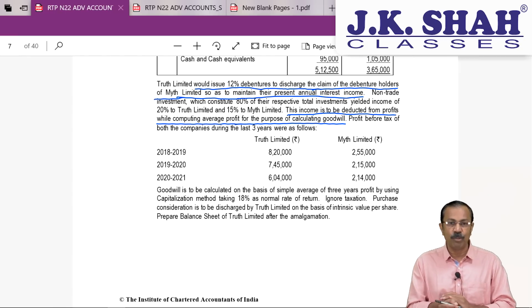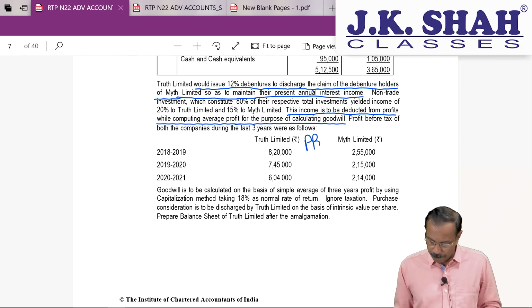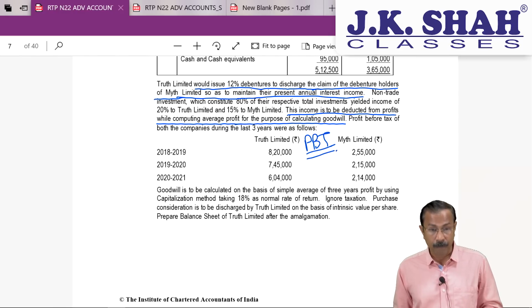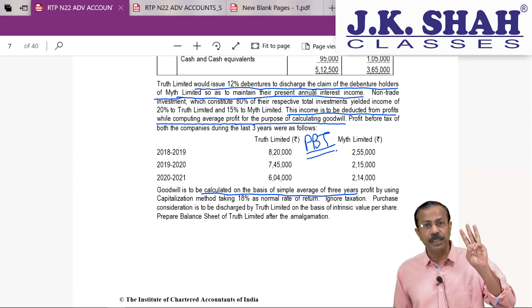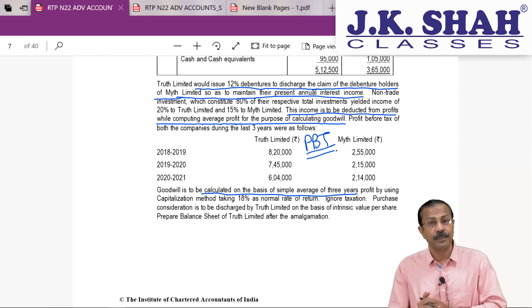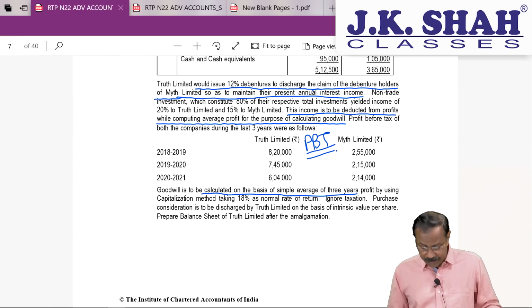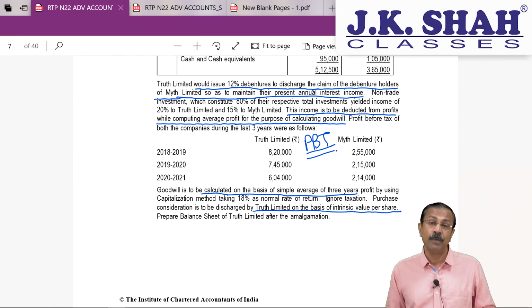Profit before tax of both the companies during the past 3 years were as follows. These are your PBT, profits before tax. 3 years profits are given. Goodwill is to be calculated on the basis of simple average of 3 years profit. Simple average, no weighted average. By using capitalization method, taking 18% as normal rate of return. Ignore taxation. Purchase consideration is to be discharged by Truth Limited on the basis of intrinsic value per share.